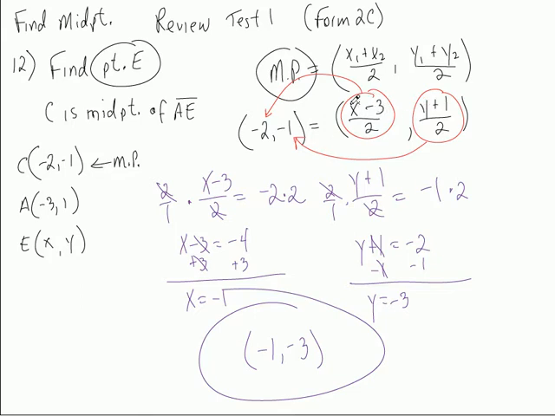So you just take the first x, set it equal to the first x. Take the second y, and set it equal to the y. You see it? x equals x, y equals y. You get it? And now you just do the math. This is just all algebra.